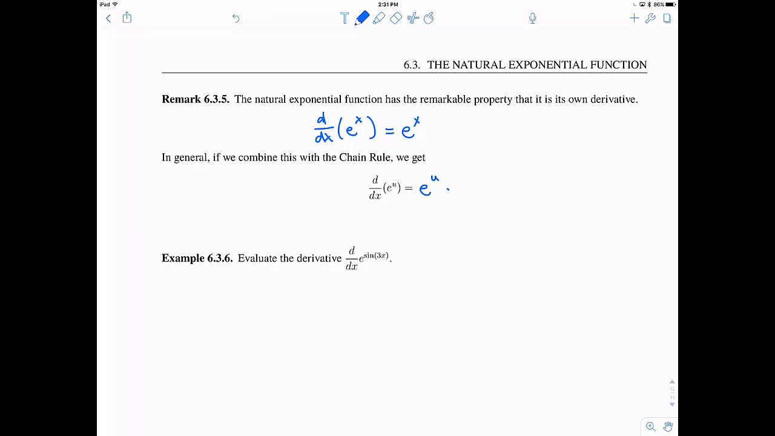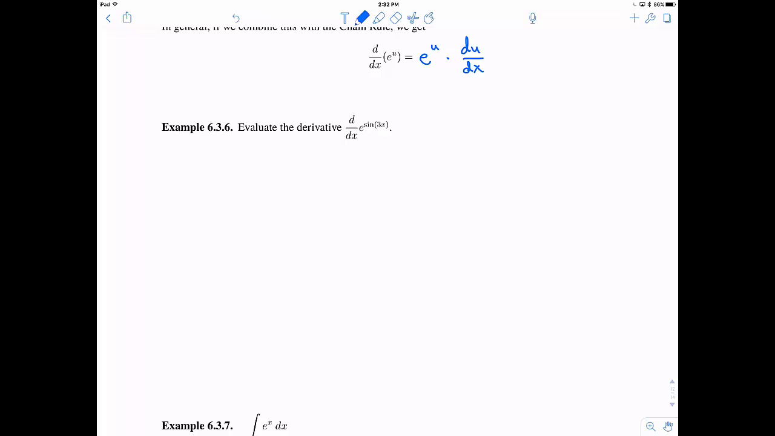So in general, if we combine this with the chain rule, derivative of the outside, leave the inside alone, times the derivative of the inside, du/dx. Let's try to apply this to the following example. If I want to take this derivative, the first thing is I take the derivative of e, which is itself, and you leave the inside alone. So that's going to be e to the sine of 3x, leave that alone, times the derivative of the inside.